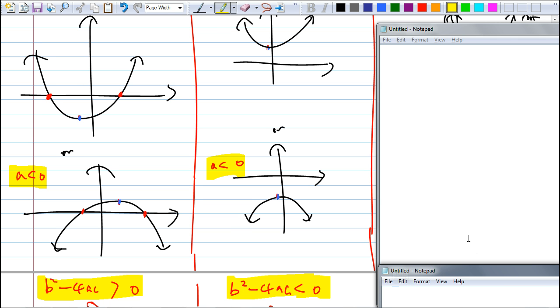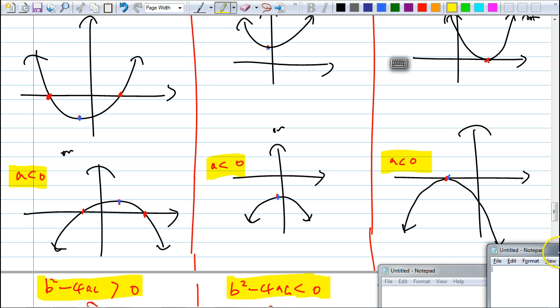And lastly, if you get just one solution where the vertex is on the x-axis, the discriminant must be... When the discriminant is?